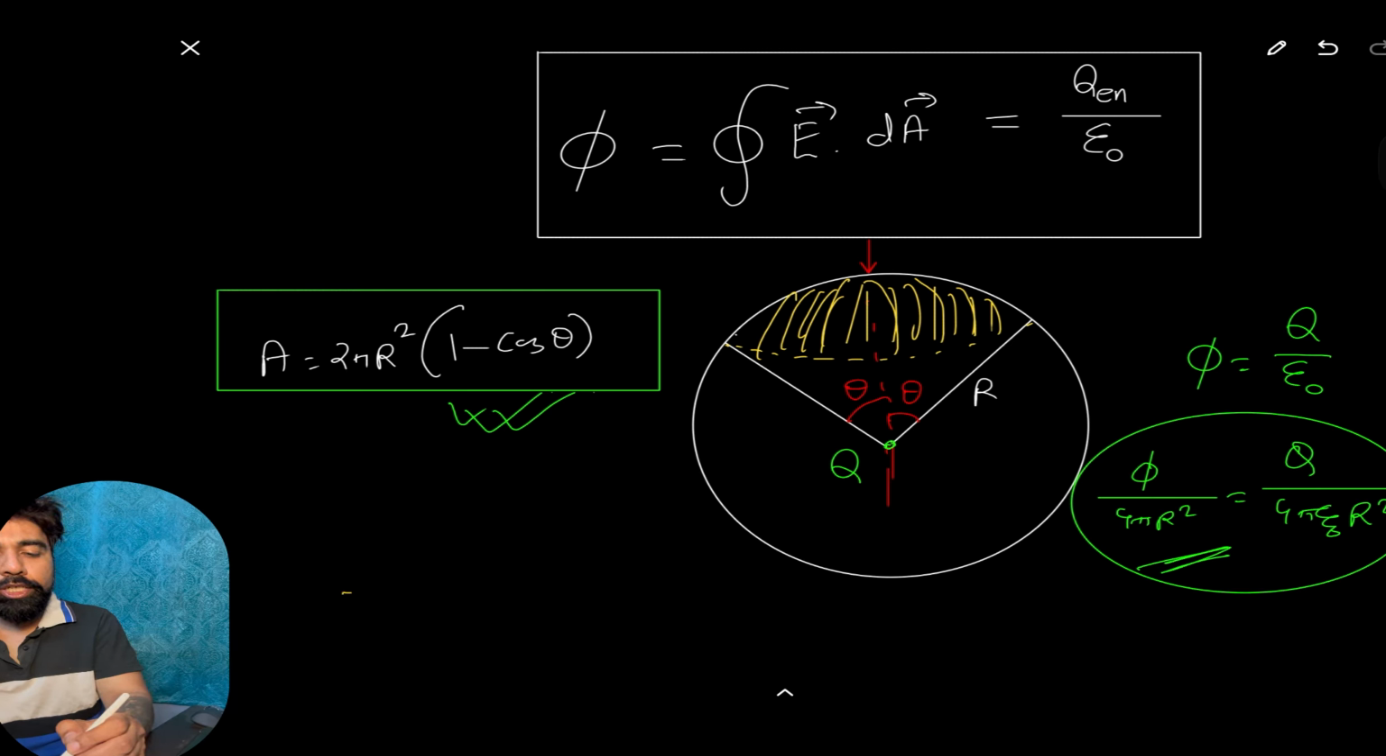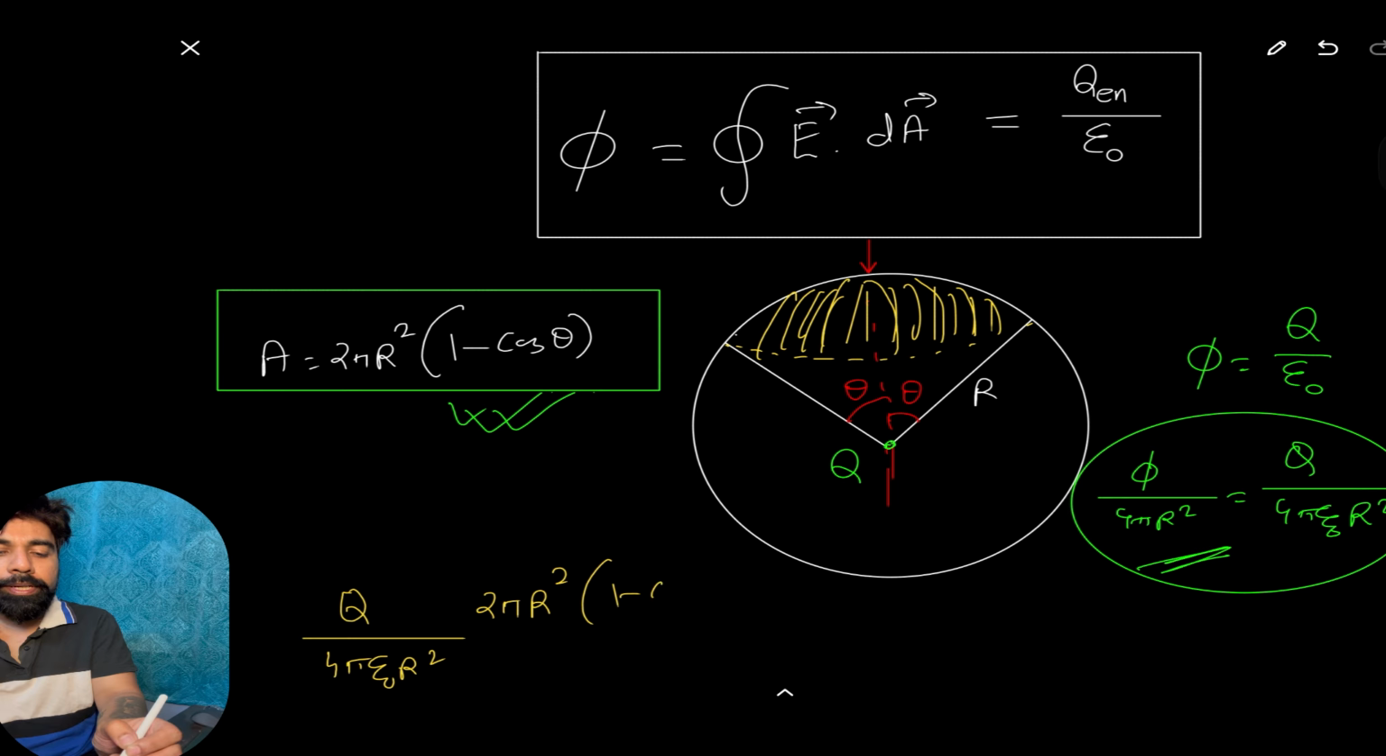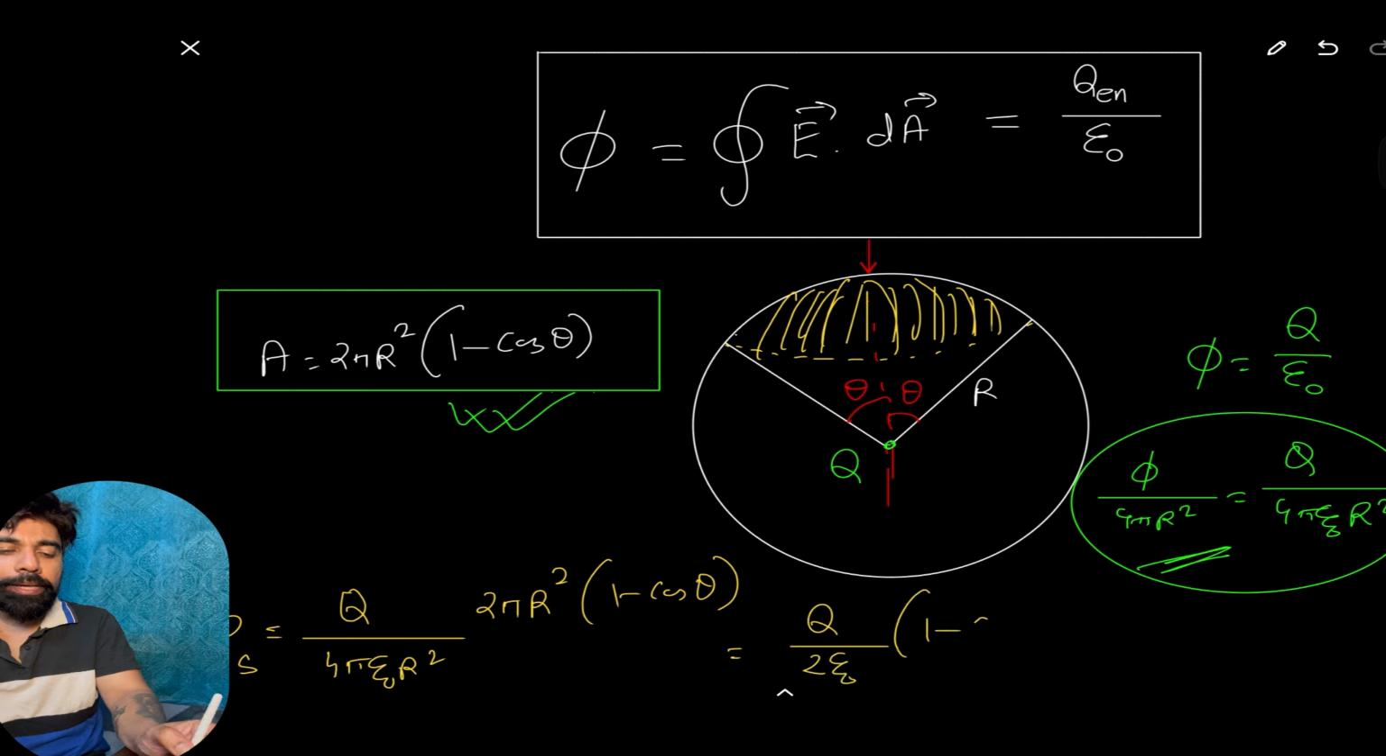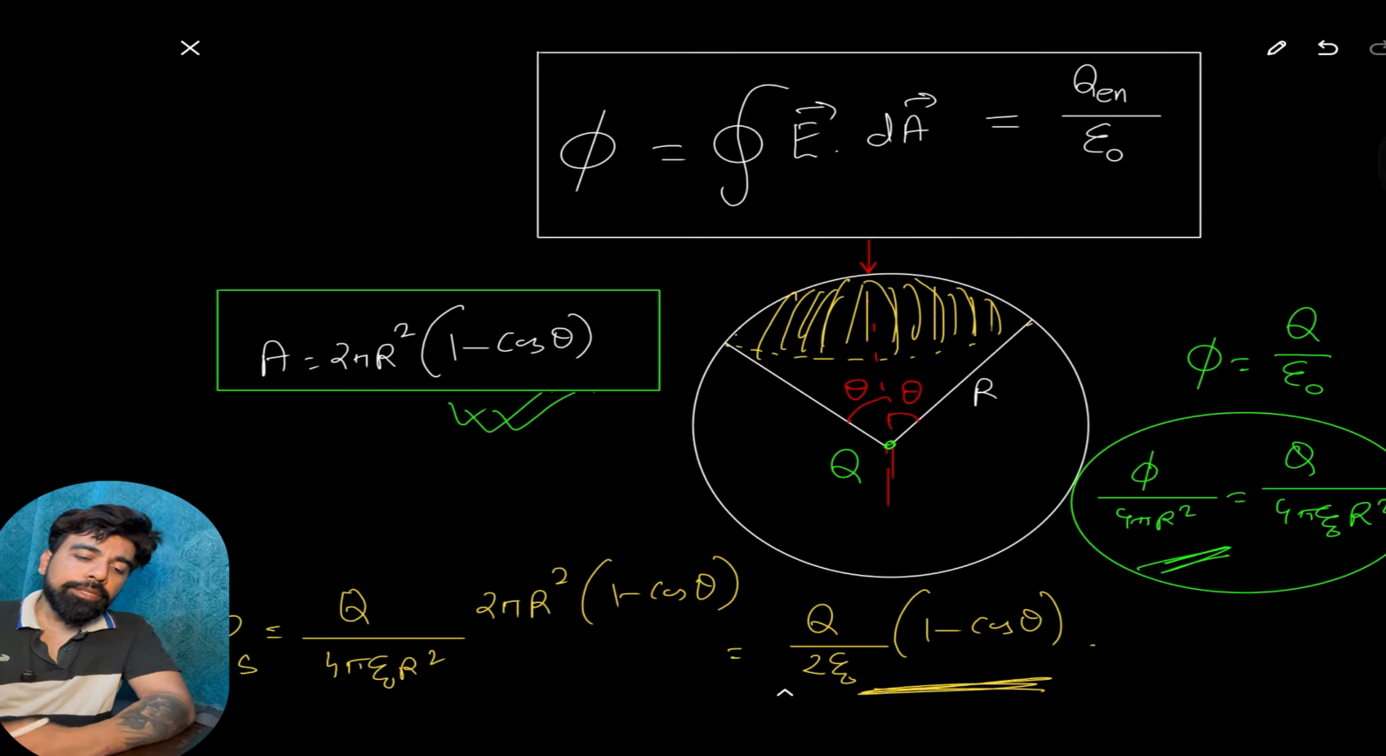is Q by 4 pi epsilon naught capital R square multiplied with 2 pi R square into 1 minus cos theta. That gives you flux through the spherical arc as Q by 2 epsilon naught into 1 minus cos theta. So this problem may come in CBSE school exams or competitive exams also. This is a very interesting idea that you must know. So you can bypass the solid angle concept.